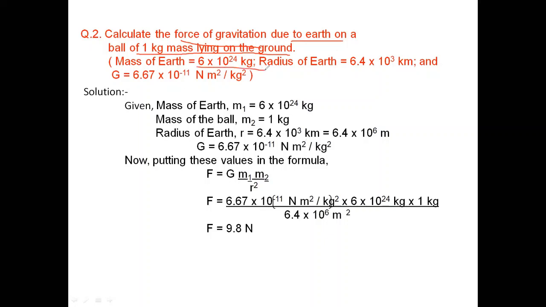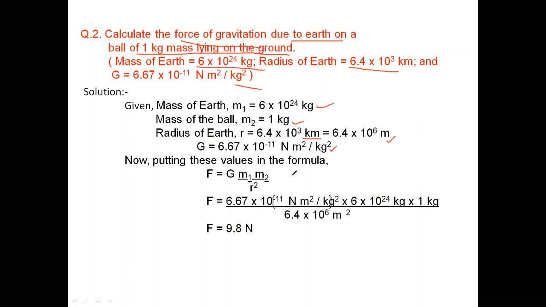Mass of earth is 6 into 10 to the power 24 kg. Radius of earth is 6.4 into 10 to the power 3 kilometer. And G, we already know the value of G, 6.67 into 10 to the power minus 11 Newton meter square per kg square. Here m1 is 6 into 10 to the power 24 kg, m2 is 1 kg, r we will convert into meter. We get 6.4 into 10 to the power 6 meter, and the gravitational constant, capital G, we already know.